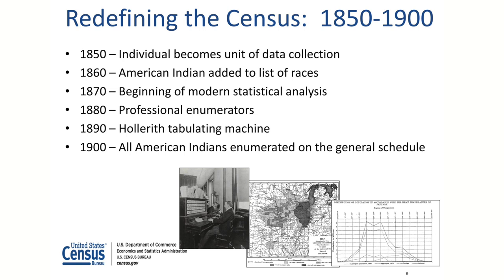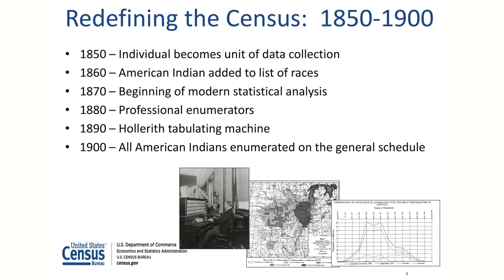1870 is when we start seeing the shift towards a more modern census. Francis Amasa Walker, who was a statistician and one of the founding fathers of the statistical sciences, was the superintendent of the census. And he understood the power of the data we collected and how it could be used to tell a story. We began seeing graphics appearing in our final reports. We saw the addition of Chinese as a racial category. We saw the elimination of the slave schedule.